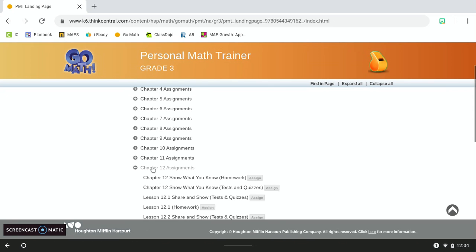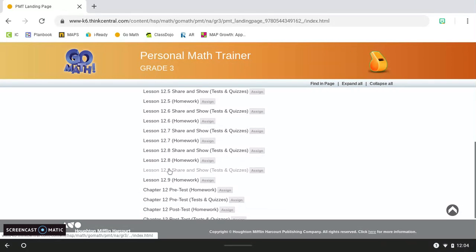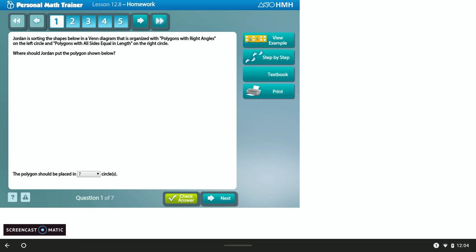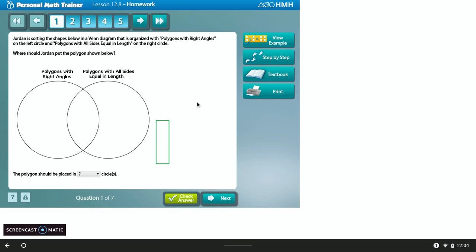So here's chapter 12. I'm going to go all the way down to 2.8. Look at our homework assignment that I've assigned to you. And here we go. Jordan's sorting the shapes below in a Venn diagram that's organized with polygons with right angles on the left and polygons with all equal side lengths on the right. This is exactly what we did in our last example on the personal math trainer.